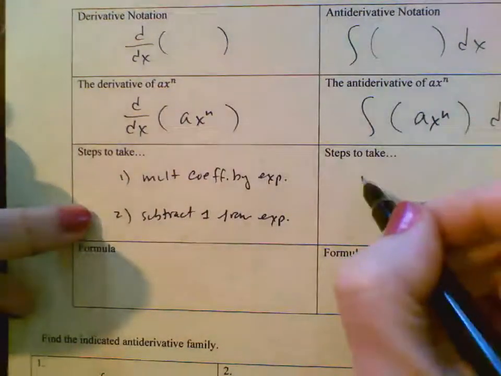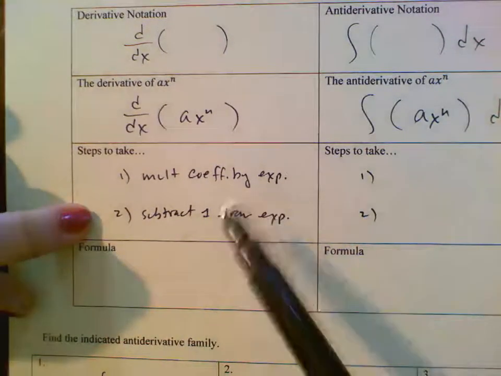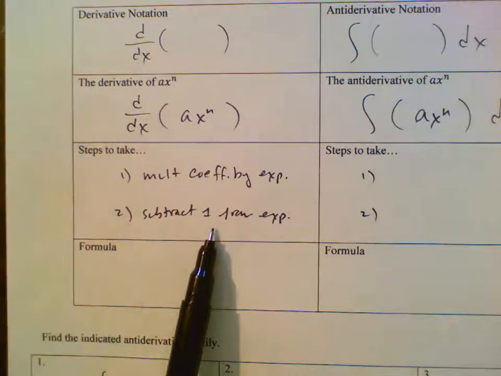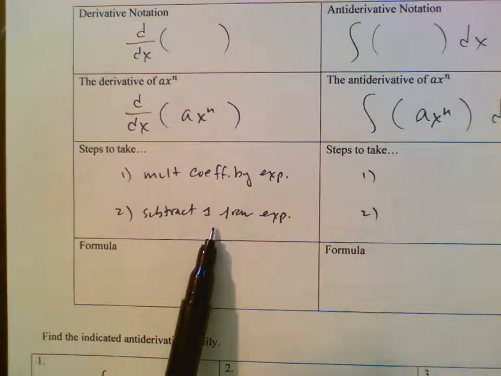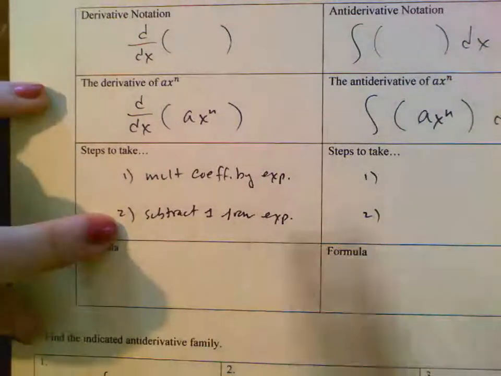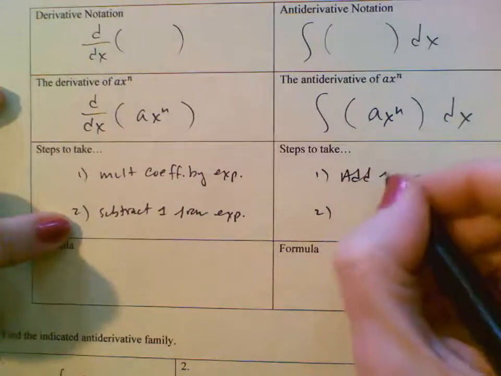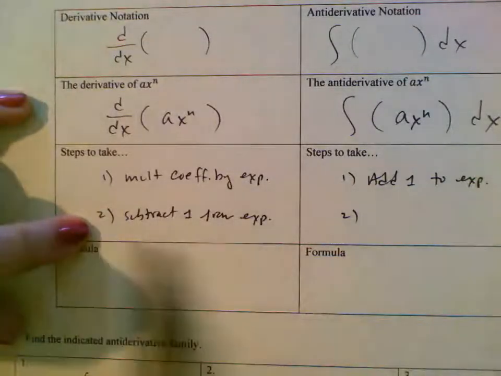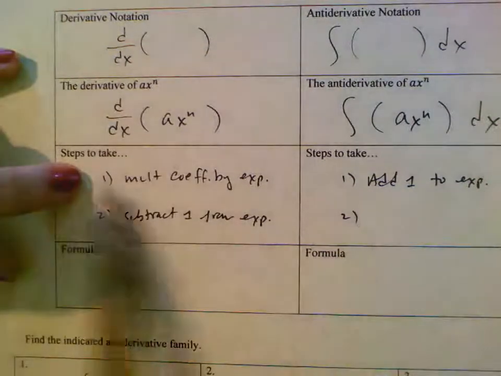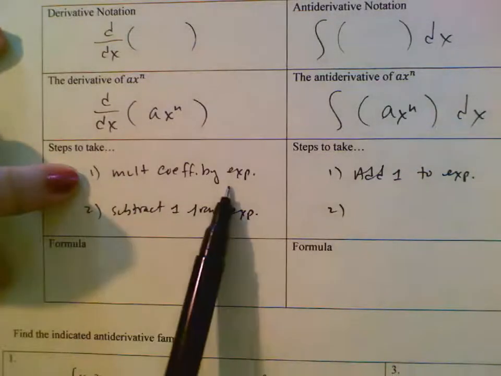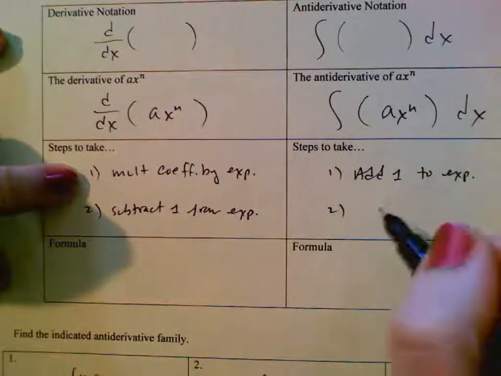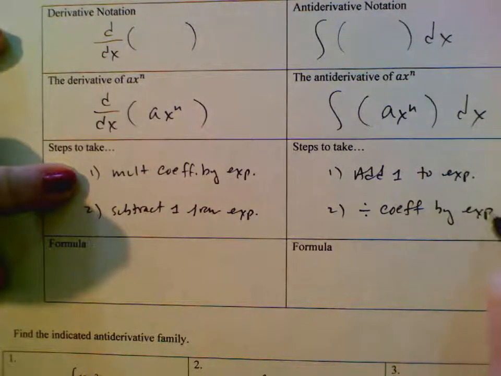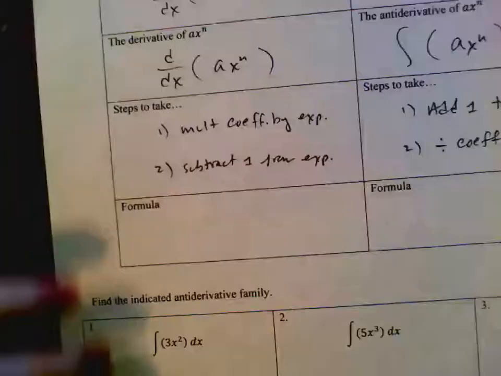If you want to undo something, you first have to reverse the last step. So first, instead of subtracting 1 from the exponent, we're going to add 1 to the exponent. That would reverse this last step. And then we need to reverse the first step. So instead of multiplying the coefficient by the exponent, we're going to divide the coefficient by the exponent.